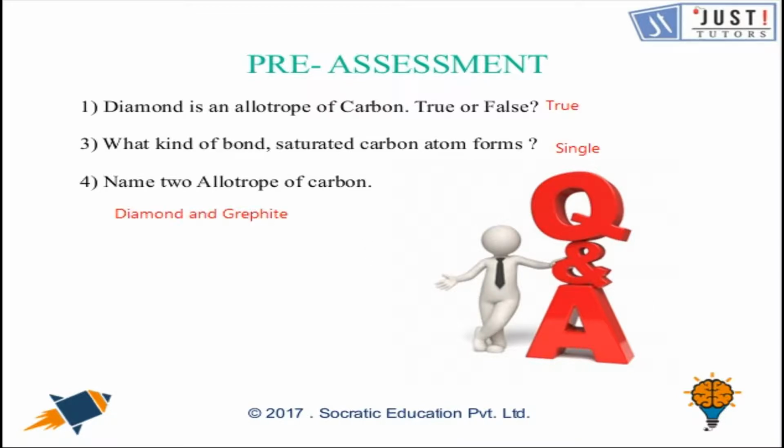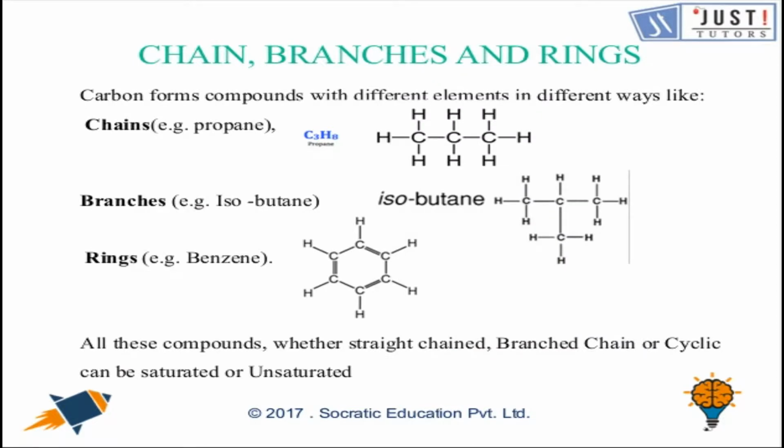Now let's move on. So first, chain, branches, and rings. Carbon compounds are found in straight chain structure, branch structure and ring structure. If we talk about chain structure, we have a good example of propane here. Here carbon is bonded to another carbon, this carbon is bonded to another carbon, they are making a straight chain. They don't have any branch here. So propane is a good example of chain structure, and propane is used in fuels in barbecue grills.